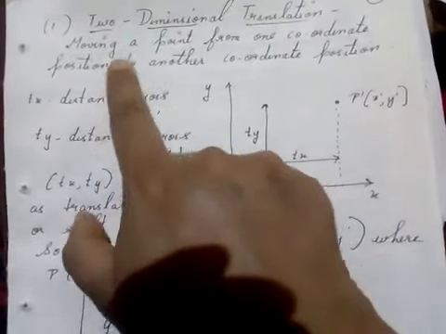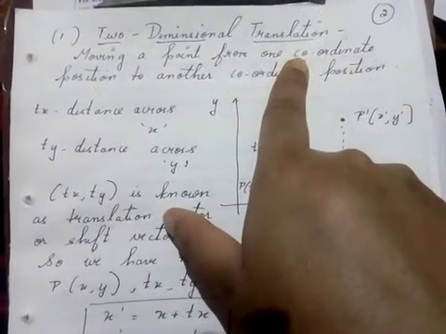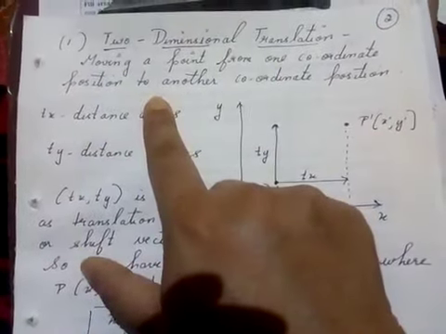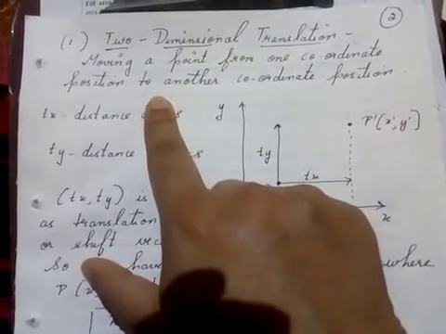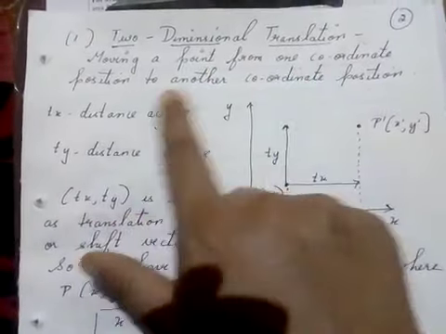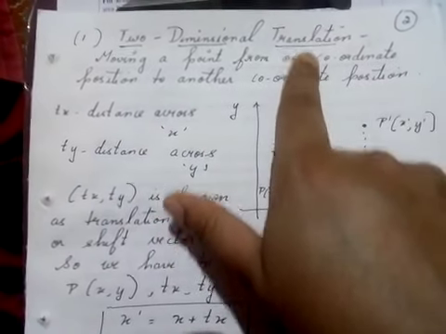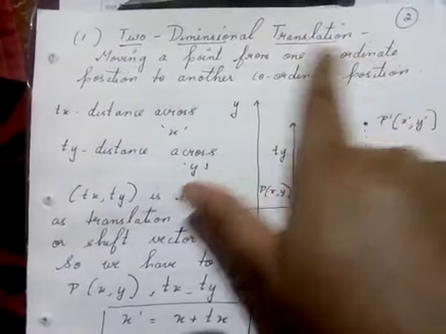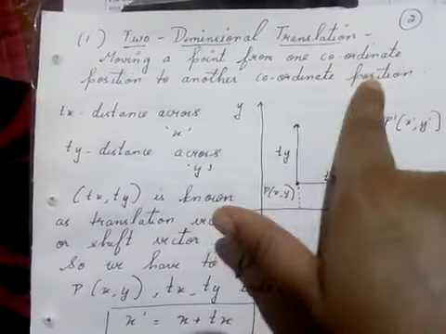So this is two-dimensional translation. I have written the definition. What is two-dimensional translation? Moving a point from one coordinate position to another coordinate position is known as translation, as we saw in the last topic.